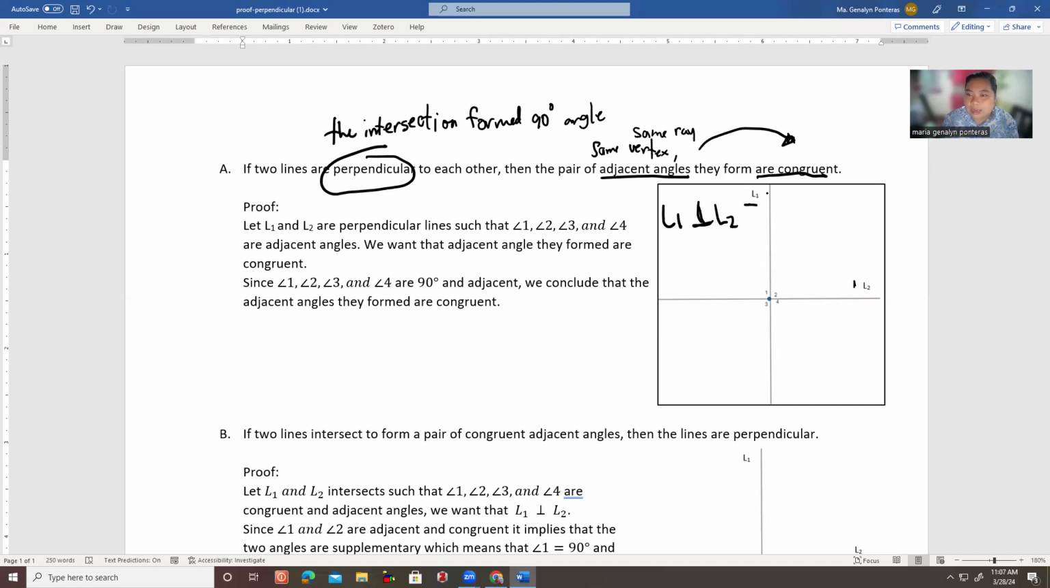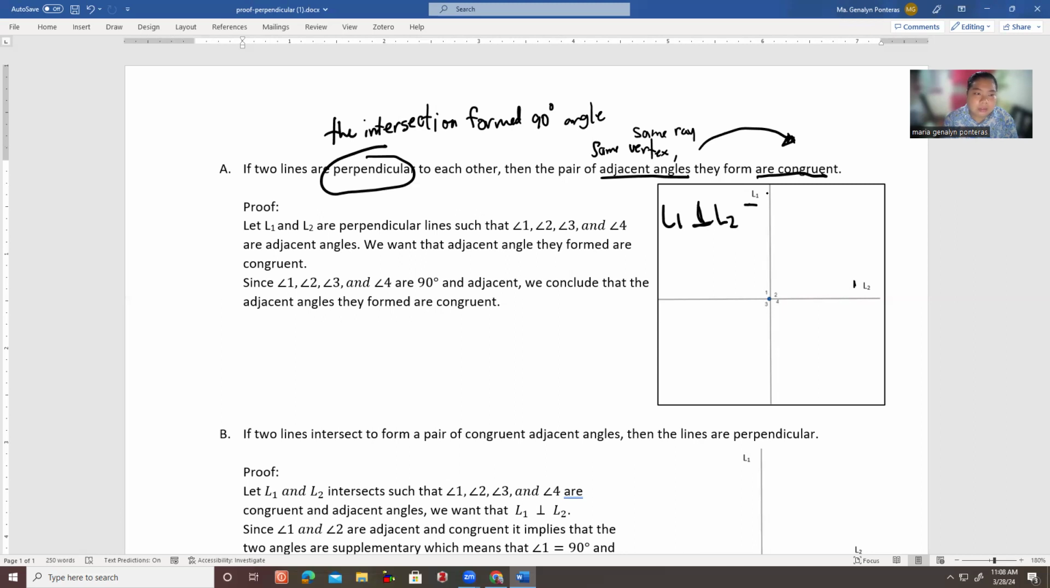So what are the adjacent angles here? Angle 1 and angle 2 are adjacent angles because they share the same vertex and the same ray. Angle 1 and angle 3 are also adjacent because they share the same vertex and same ray as well. Angle 3 and angle 4 are both adjacent angles because they have the same vertex and ray. Angle 2 and angle 4 are adjacent angles because they share the same vertex and ray as well. So these are the adjacent angles.